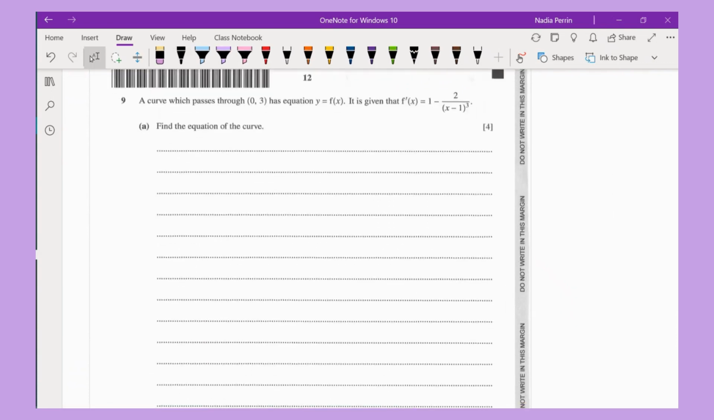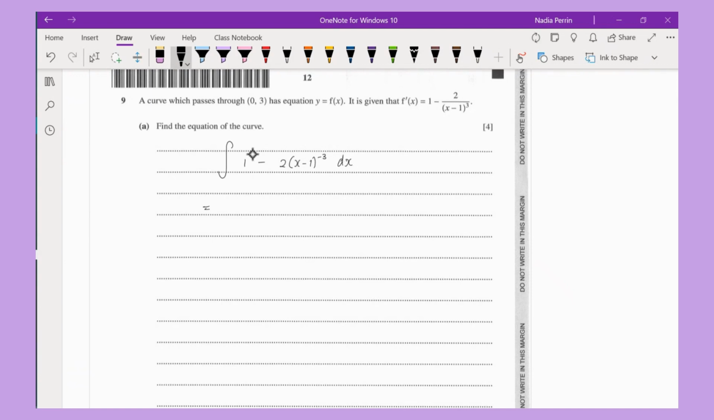Right. We now have a curve which passes through a point, and we're given the derivative. So we need to find the equation of the curve. So in order to do that, we need to integrate. And I would change that second expression to have -3 up there, because otherwise it's going to be very difficult to integrate.